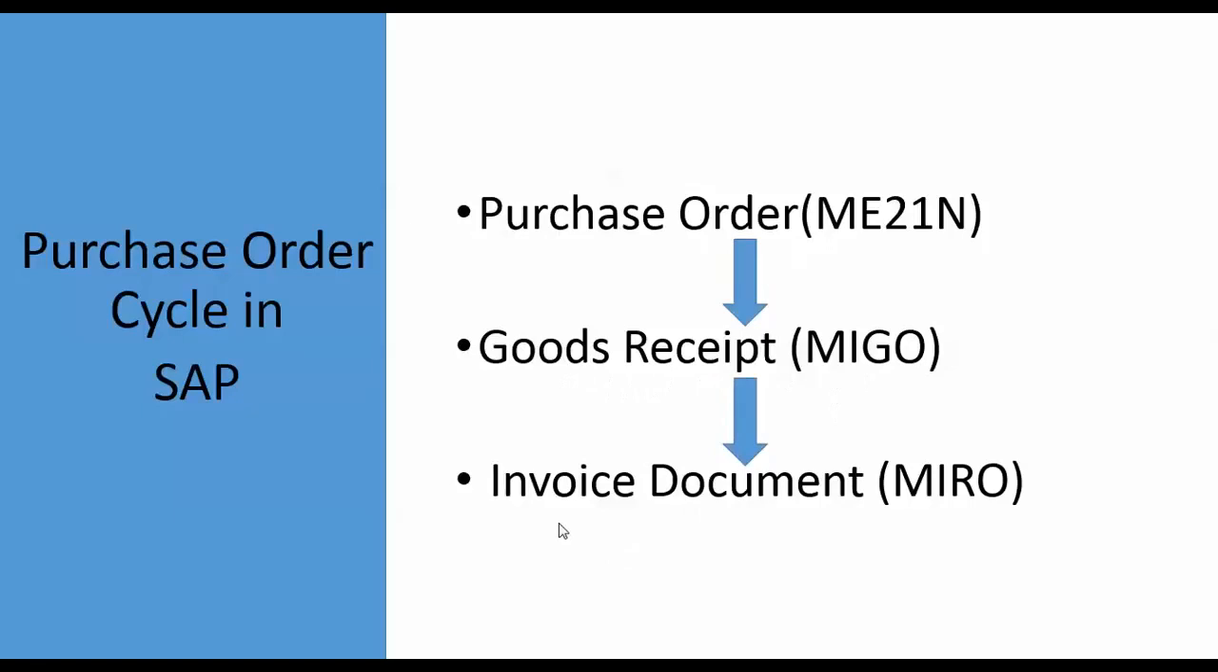So we have to make a payment to our vendor. For this, we have to create our invoice document in MIRO transaction code. So these are three steps for the purchase order cycle in SAP. So in this video, part 1 of the purchase order cycle, we will learn how to create a purchase order and how to transmit a purchase order to the vendor.